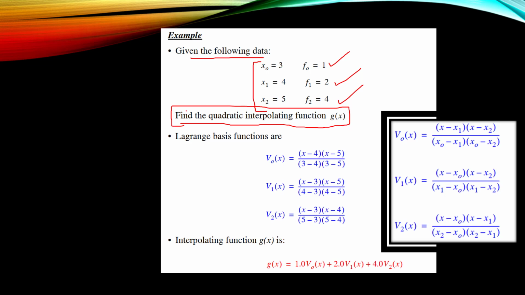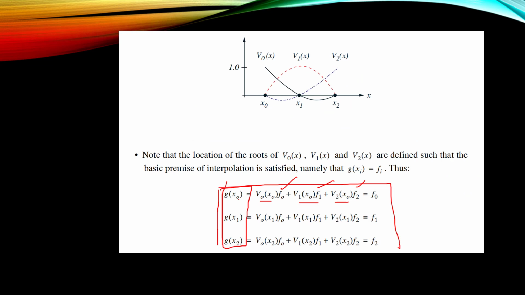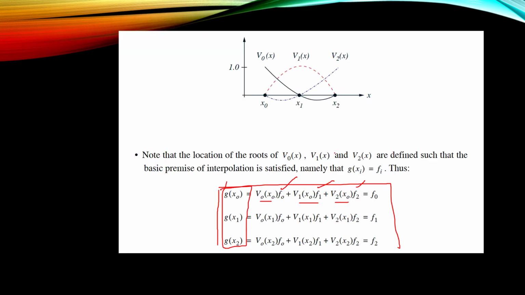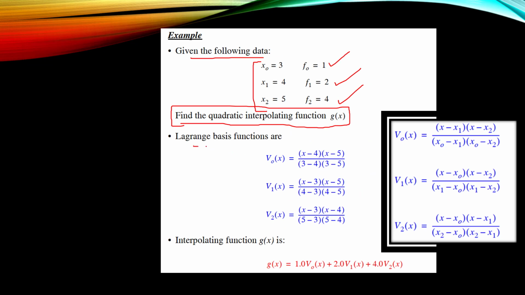So for solving this problem, I have to remember the equation that we have learned just before. That is, g of x is equal to f0 into b0 of x plus f1 into b1 of x plus f2 into b2 of x. So we are supposed to find b0 of x, b1 of x and b2 of x for relating the f values and g of x. They are called the Lagrange basis functions, given by the equations shown on the right: b0, b1, b2.